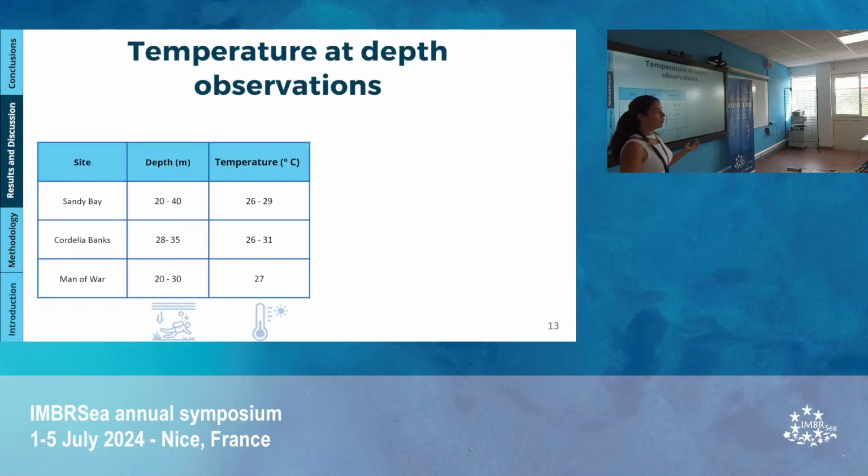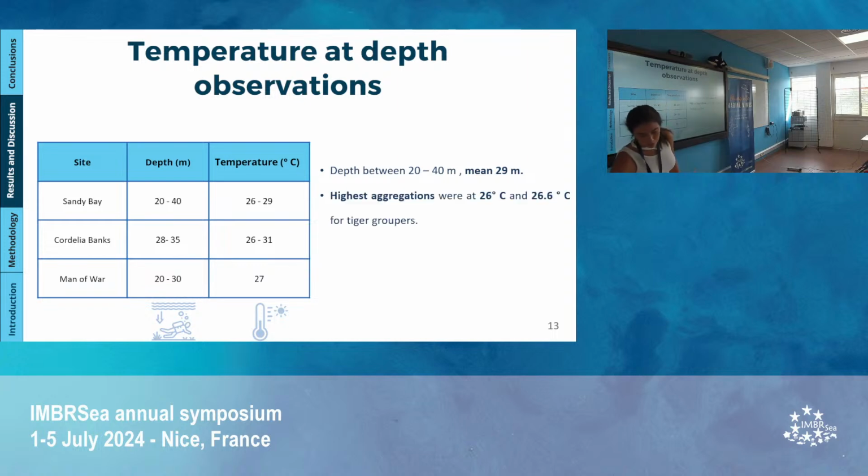So from now on, I will talk about results and discussion in the same slide. For the depth, it was around 20 and 40 meters with a mean of 29 meters. With temperature, we didn't have so much data, but the interesting thing here is that the highest aggregations were at 26 and 26.6 degrees for tiger groupers, which aligns to another study that also indicated that the tiger groupers spawn in this range that is between 24 and 26 degrees.